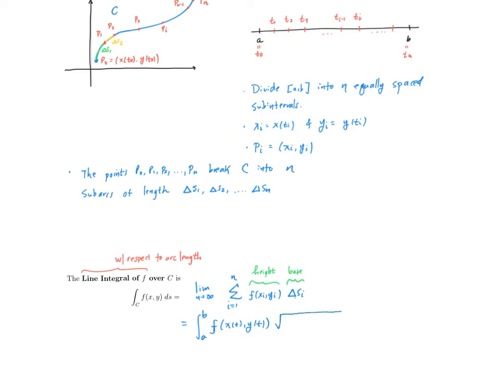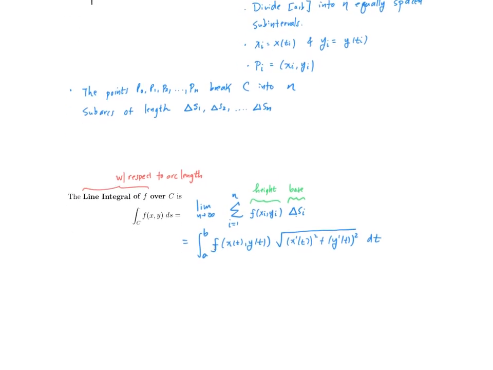And we represent length, much like we did earlier this semester, as the square root of x prime of t squared plus y prime of t squared. And this is the formula that we will use to calculate a line integral with respect to arc length.